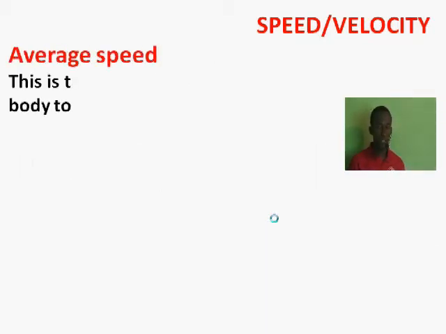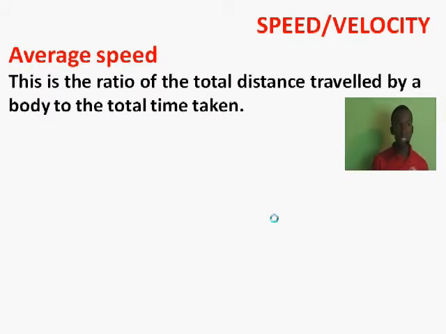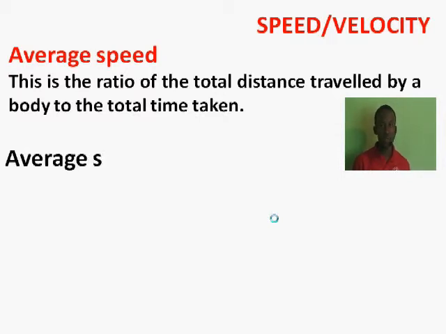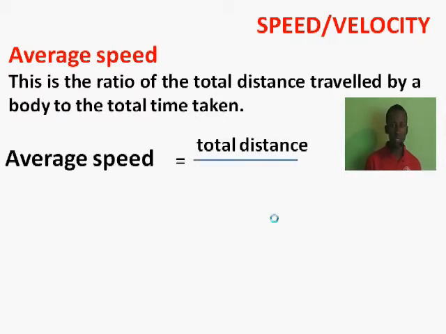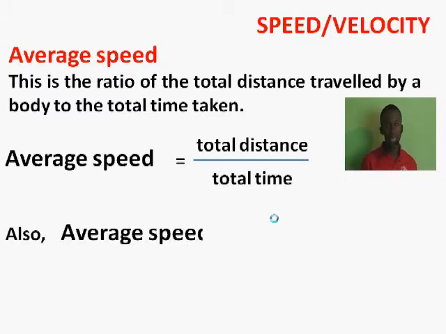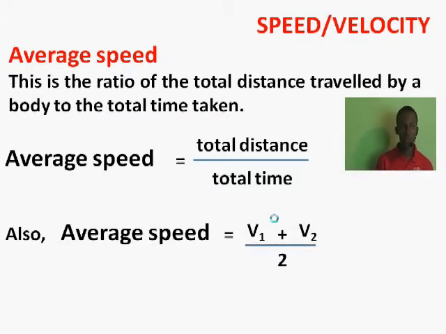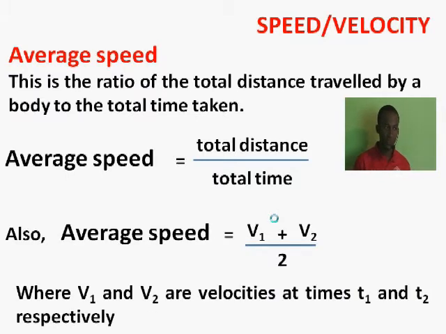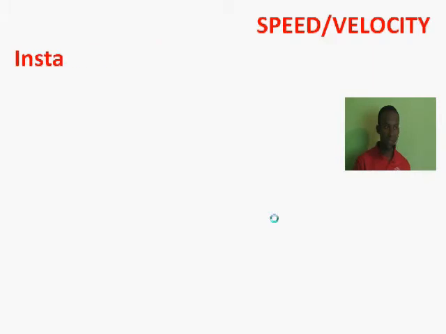Okay, average speed. The concept of average speed has to do with the ratio of total distance traveled by a body to the total time taken. Average speed, therefore, is total distance traveled all over total time. Also, we can get average speed as a sum of individual speeds, for example v1 plus v2 all over 2, where v1 plus v2 over 2 indicates the average. So we now have that v1 and v2 are velocities of the body at times t1 and t2 respectively.